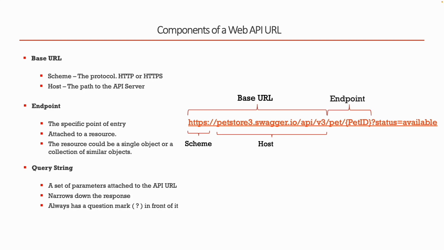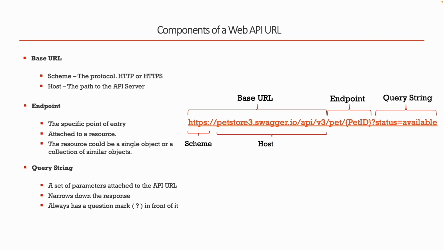The section indicated as endpoint represents the path to the data about the pet, and more specifically about the pet with the specified pet ID. Pet ID here is also known as the path parameter. A path parameter, including the curly braces, should be replaced by the actual value of the parameter when invoking the API.